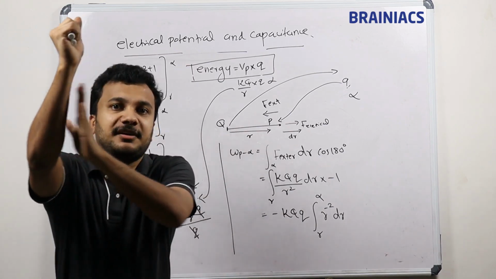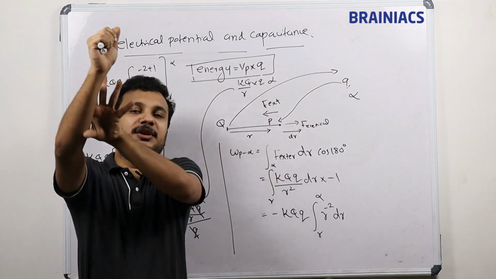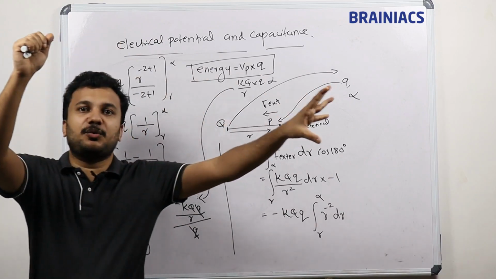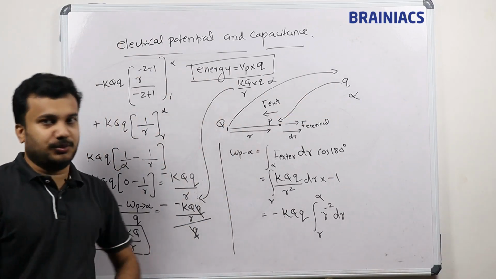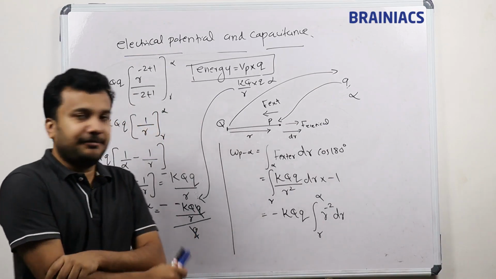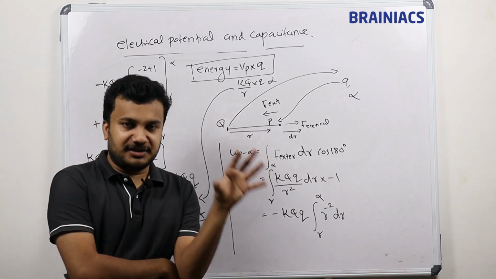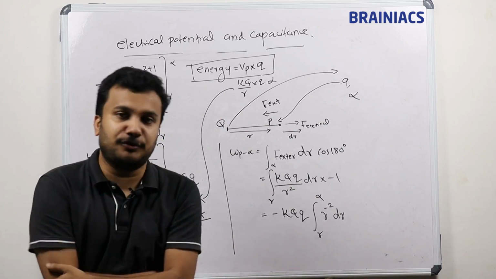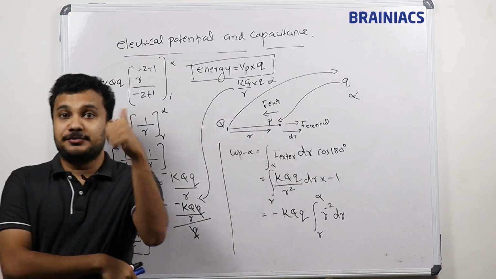So how do you find electrical potential? This is the formula to find the electrical potential, which we have derived based on this. Remember two things based on the discussion so far. Two formulas will be there.